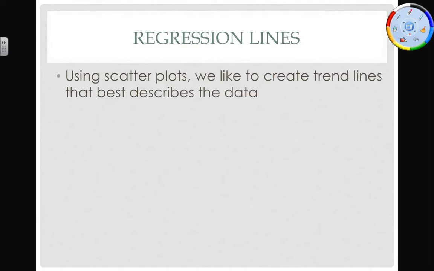So we're going to start off with regression lines. Regression lines were also called lines of best fit back in Algebra 1. And basically, we're going to be just looking at some data and looking at equations already given to us. So if you remember, we used to use scatter plots, and then we would create trend lines or lines of best fit that would best describe the data. So you would get lines like this.